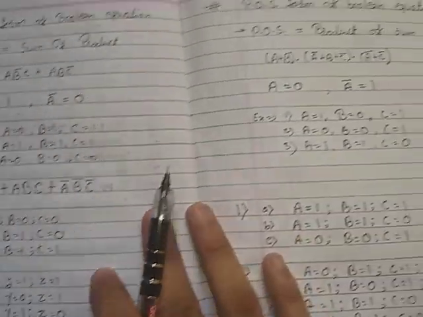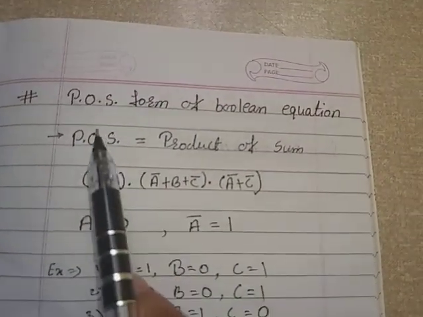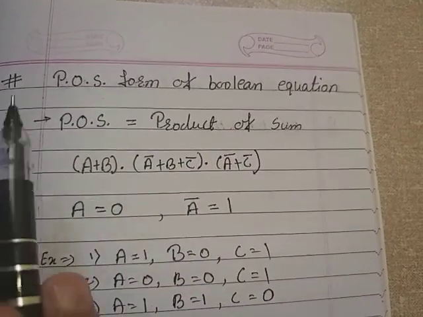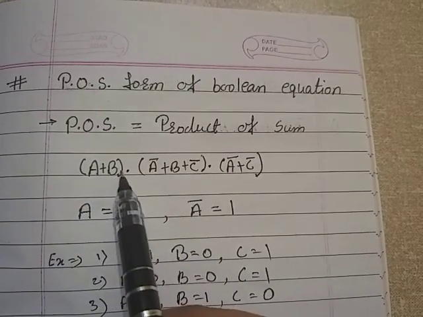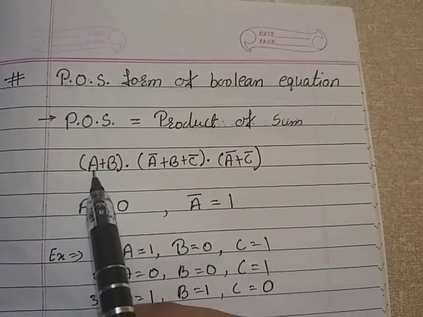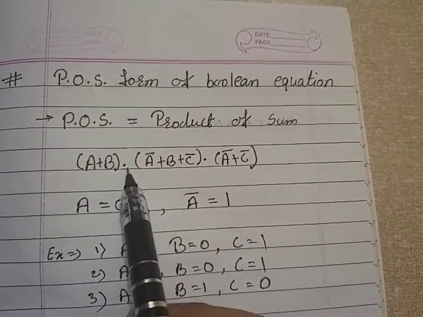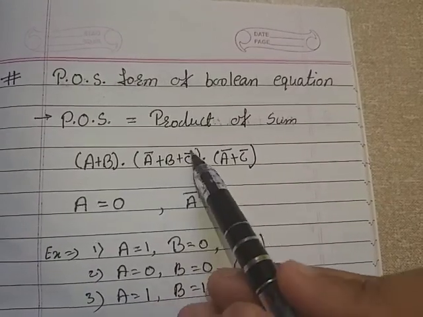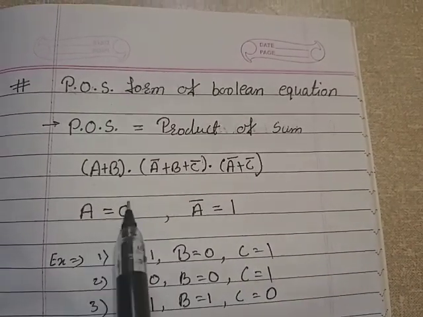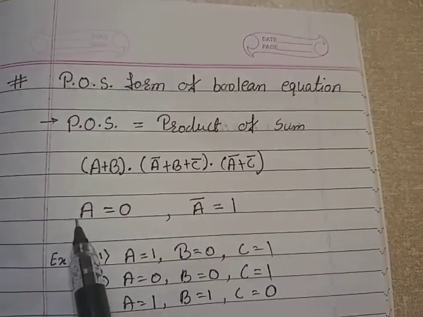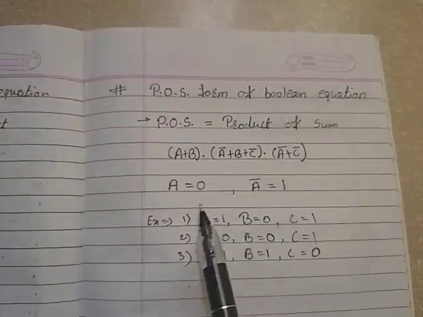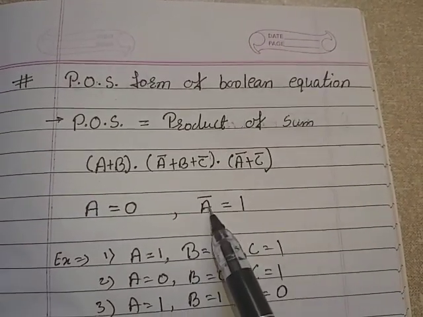Now let's move to the POS form. POS stands for product of sum. It is just opposite to SOP form. Here we are performing the product, or dot, or multiplication of sums, that is a plus b dot a bar plus b plus c bar dot a bar plus c bar, in this manner. In POS form, 0 is equal to a, but in SOP form 1 is equal to a, that means they are opposite, and 1 is equal to a bar.